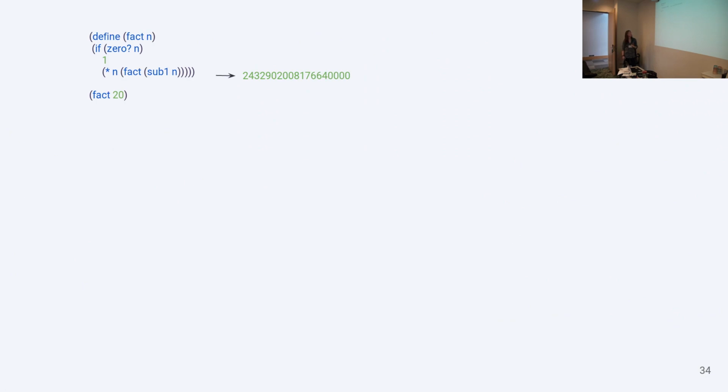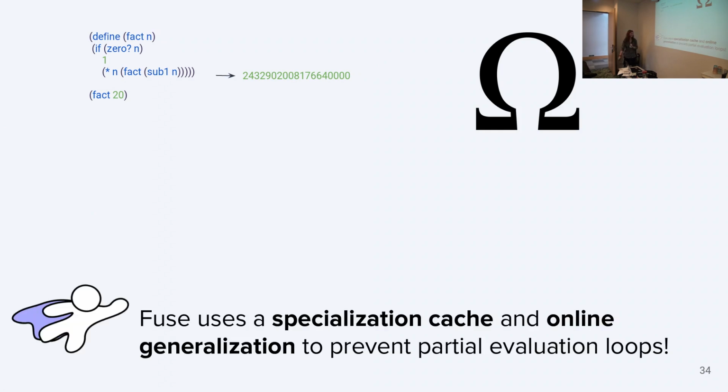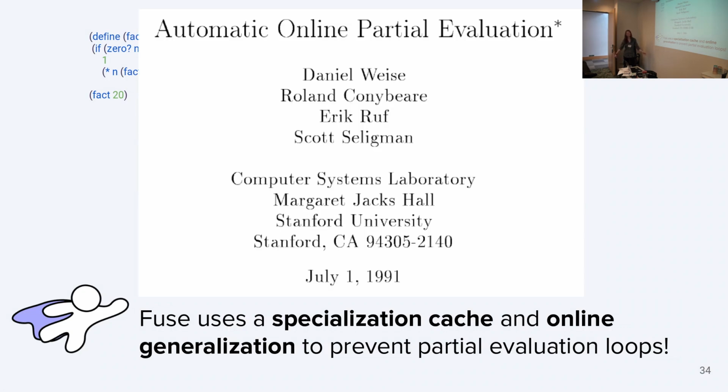Right, so if you're interested in implementing an online partial evaluator, but find that you're running into infinite loops, have no fear, Fuse is here. You too can prevent partial evaluation loops using a specialization cache and online generalization. And here's the paper again for reference. Thank you very much.